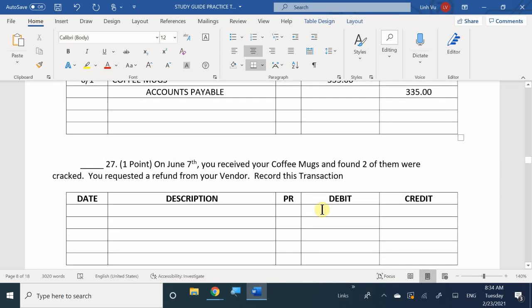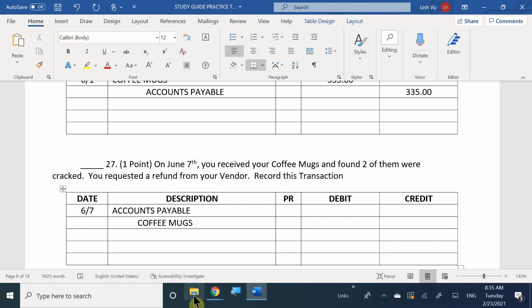Number 27. On June 7th, you received your coffee mugs and found 2 of them were cracked, and you requested a full refund from your vendor. Record this transaction. Accounts payable debit, and coffee mugs credit. Yes, accounts payable debit and coffee mugs credit.